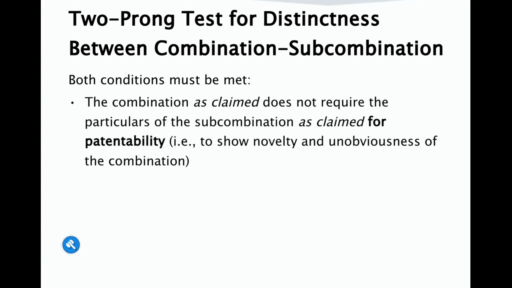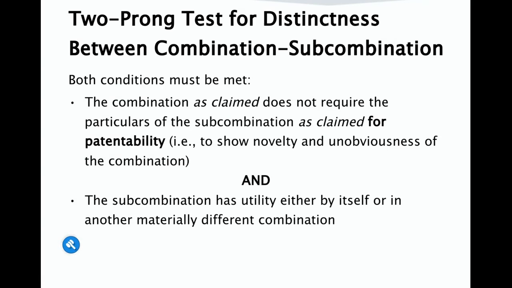The test for distinctness between a combination and a subcombination is a two-prong or two-way test, in that both conditions must be met to establish a restriction requirement. The conditions are that the combination does not require the particulars of the subcombination as claimed for patentability, and the subcombination has utility by itself or in another materially different combination.